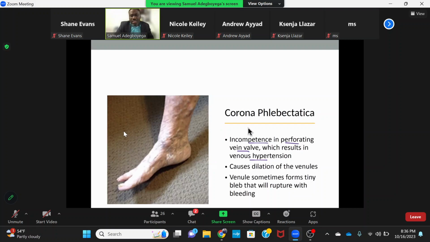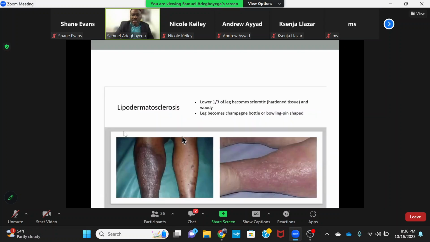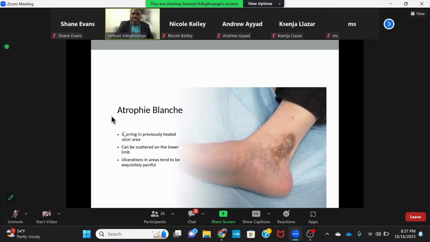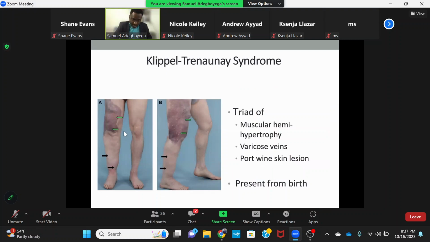I'm not going to ask you this question, but this is called corona phlebectatica. Basically, when the perforating veins are incompetent, that will lead to corona phlebectatica. You guys know this already. I'll skip that. Atrophie blanche. Atrophie blanche is when you have a venous ulcer that heals, and they have these white patches. See these white patches here? These white patches are very painful. Very, very painful. Okay, so anytime you see atrophie blanche, that just means that you have venous insufficiency, a wound that is healed, but they're extremely, very, very painful.